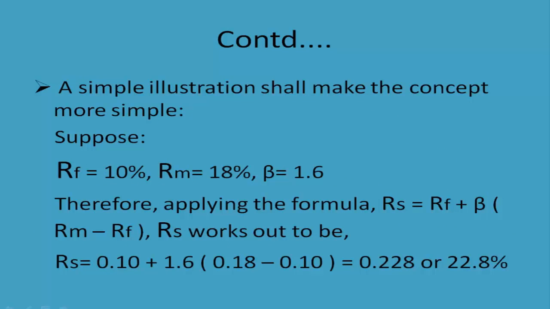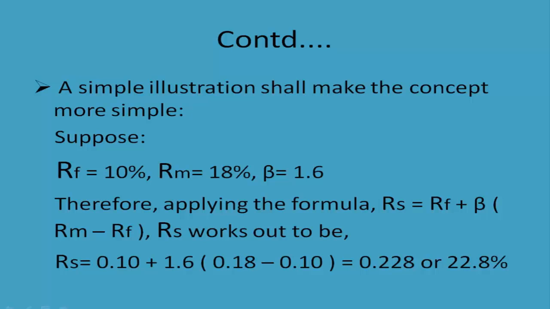Now suppose the variables at our disposal are: the risk-free rate of return is 10%, the return from the broad market is 18%, and the beta factor is 1.6. And one thing, students: the ideal beta factor is 1. If something is going above 1, it is a high beta and the riskiness is high. If the beta is less than 1, it means that the overall systematic riskiness of a business firm or of any venture or asset is comparatively less.